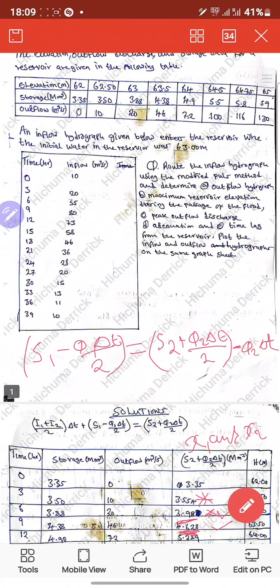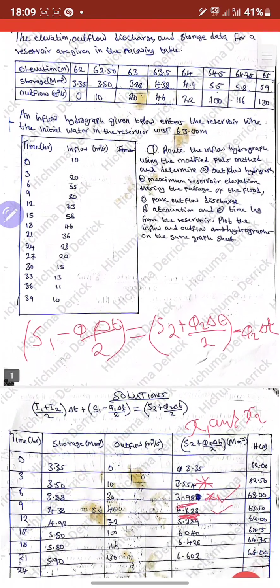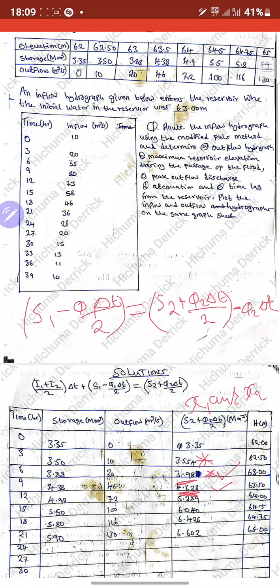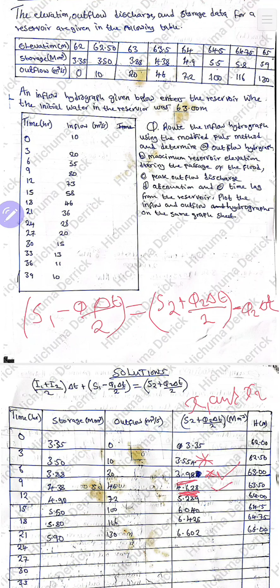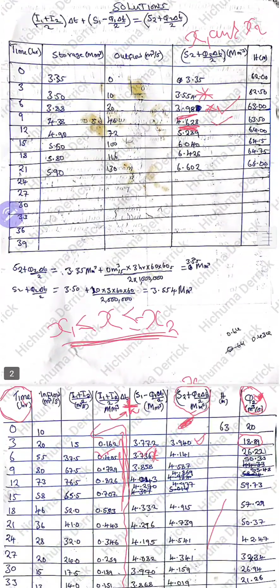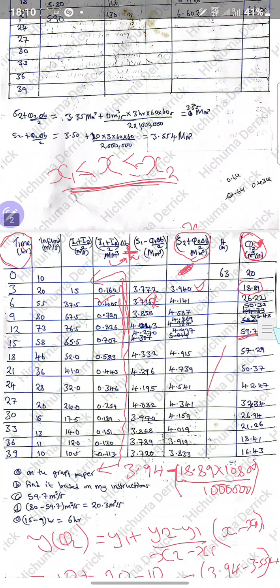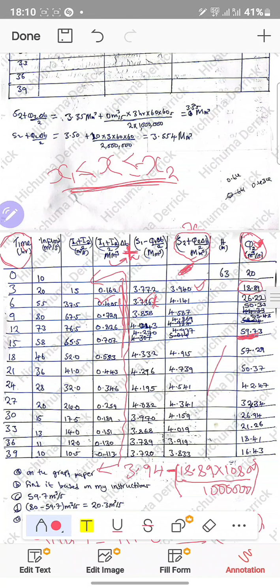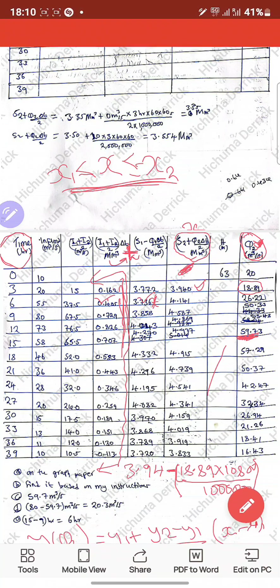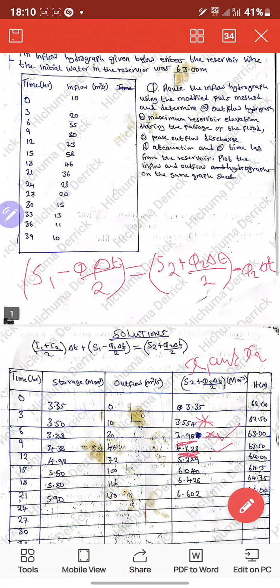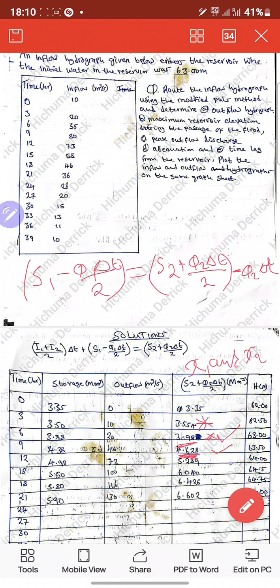Then question B, maximum reservoir elevation. Now this one I'll explain in part 2. For now, let's go to C, peak outflow discharge. So for the peak outflow discharge, you come here and you look for which one is the highest number. So the highest number here is 59.73. That is the answer. That is the highest. Okay, so you've answered question C. So 59.7 meter cubed per second.